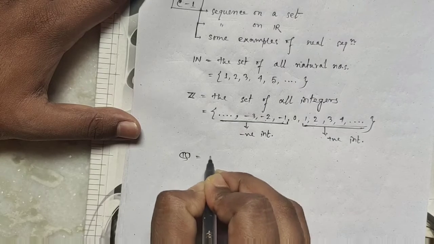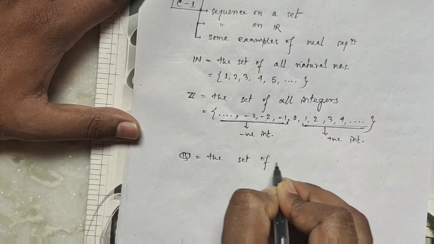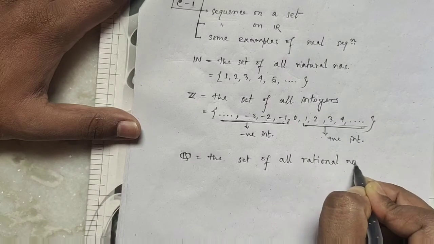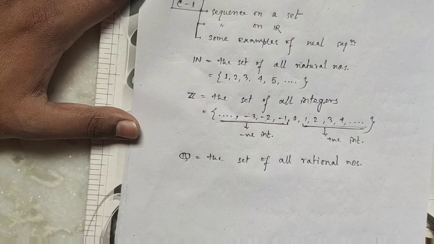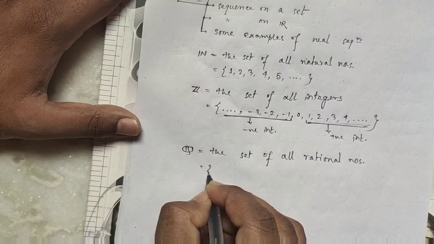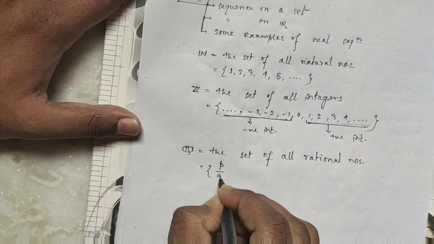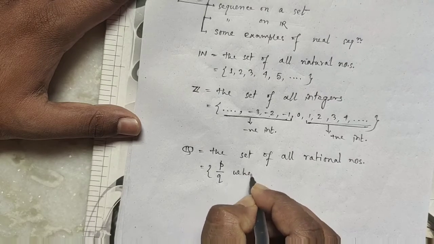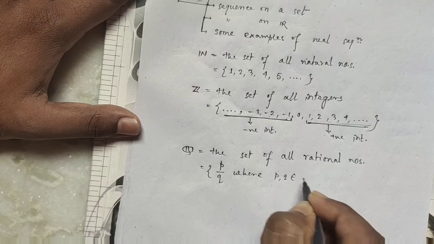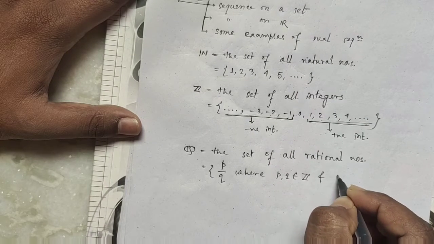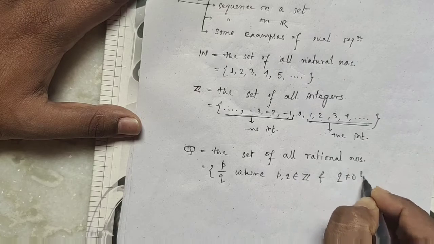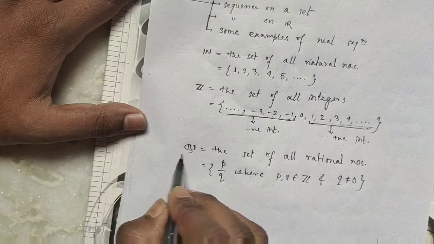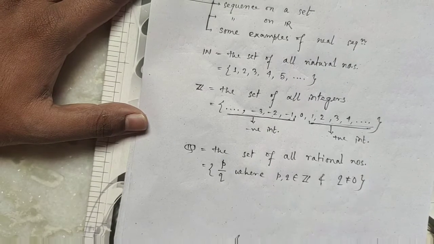Then rationals, the set of all rational numbers. Such numbers are of the form p by q, where p and q belong to Z and q is not equal to 0. This is script Q, which denotes the set of all rational numbers.